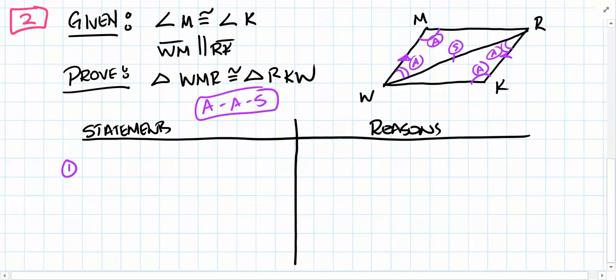Okay, number one, what are we going to write down? Angle M, congruent to angle K. That is an angle, isn't it? And what else do I know? WM is parallel to... Oh, I shouldn't put number 2 there, sorry.